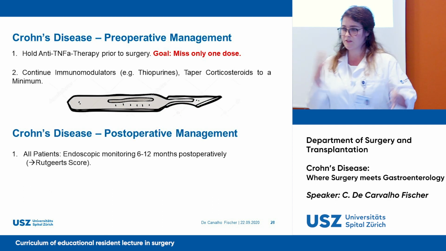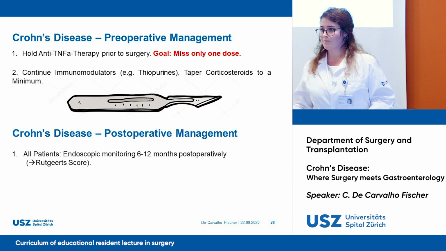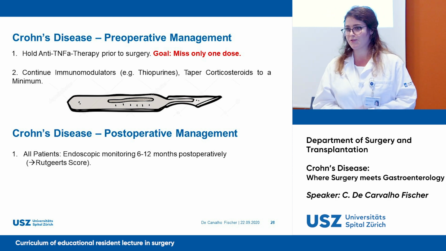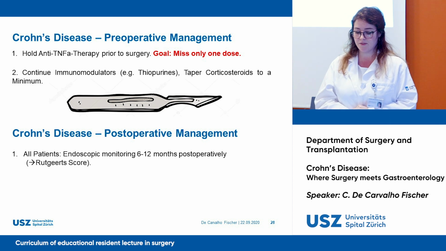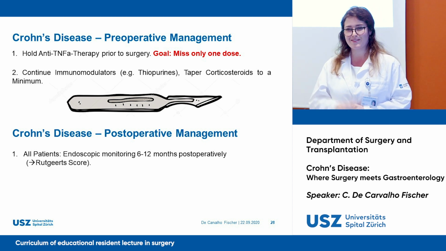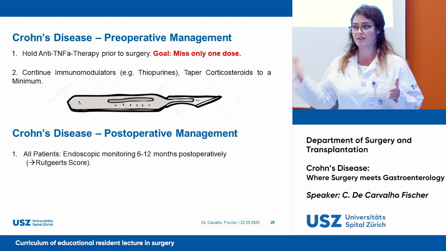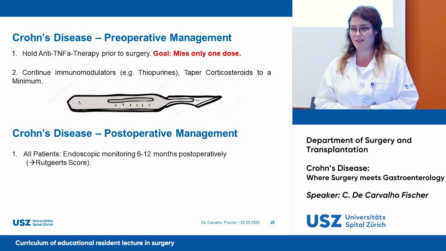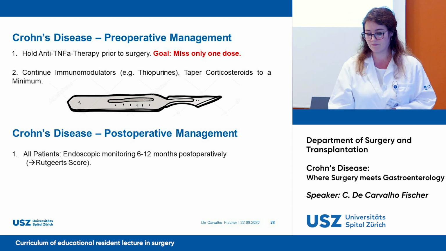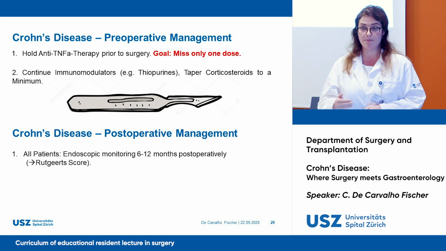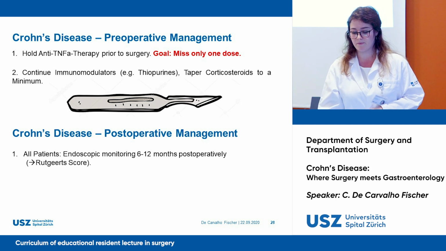So now we've learned a lot from the literature. What do we actually do? Before the surgery, we try and hold the anti-TNF-alpha therapy with the goal of missing only one dose. We can also schedule the surgery between doses of the anti-TNF-alpha drug. We continue immunomodulators, and we taper corticosteroids to a minimum.